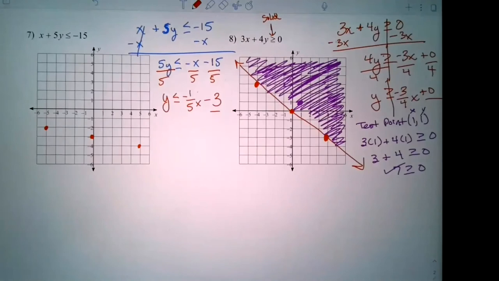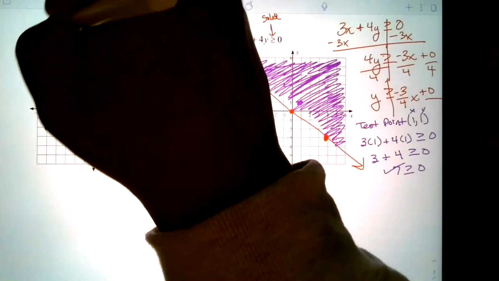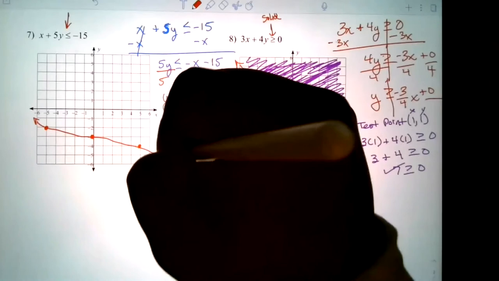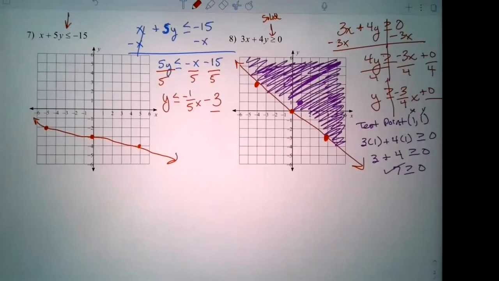All right. Now I need to pay attention to my line. My sign is less than or equal to. That "or equal to" suggests that this is going to be a solid line. I know that was a horrible line, but it's a solid line. Okay.